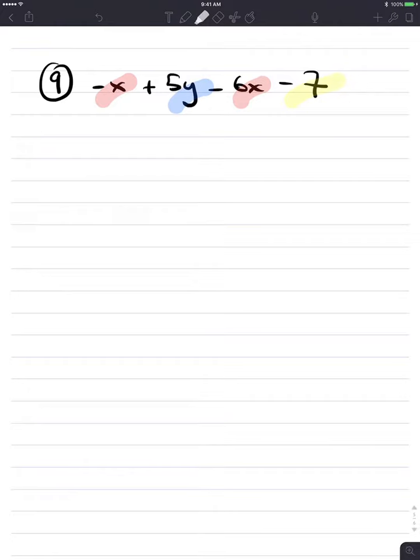So the only terms I can combine are the ones in red. Negative x minus 6x. That gives me a negative 7x. Bring down the plus 5y and the minus 7.